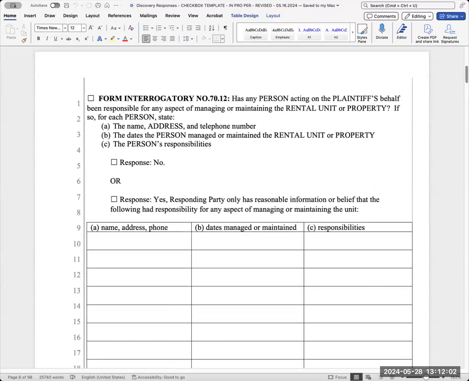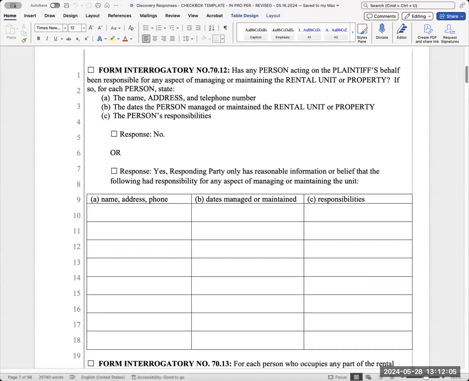Form interrogatory 70.12 is asking, has any person acting on the plaintiff's behalf been responsible for any aspect of managing or maintaining the rental unit or property? If so, for each person, state the name, address, and phone number, the dates the person managed or maintained the property, the person's responsibilities. Okay. So if the landlord and the plaintiff are one and the same, and only that person had interaction with you or handled things like collecting rent or doing repairs, only the landlord, you would check here.